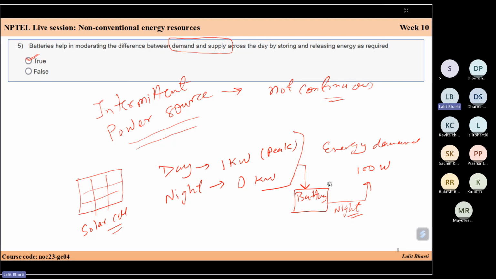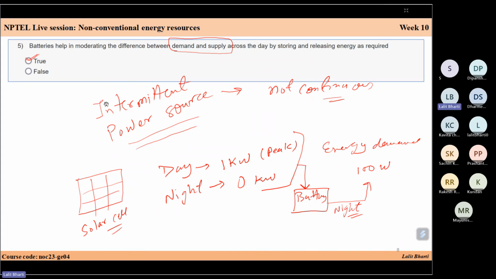In that time, you can store your additional energy in batteries. And at night, or in weather where your energy production is very low, or at night when you have 0 kilowatts of energy production, what will you do? You will use the energy stored in the battery at night time to fulfill your demands and run any appliances. So the battery is removing the intermittency of energy in the case of intermittent power sources. So what are intermittent power sources?